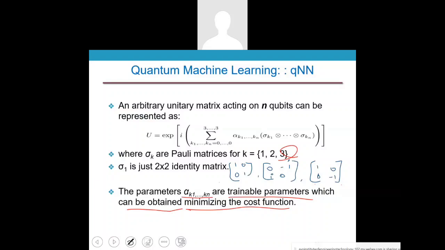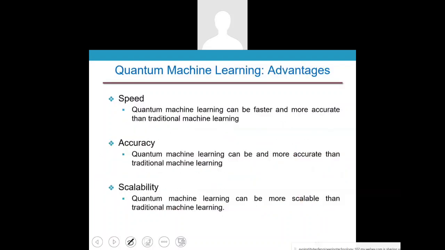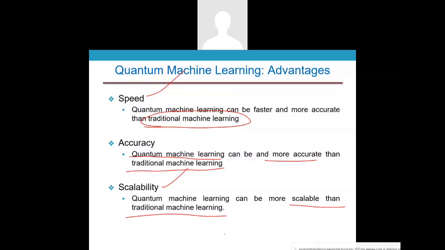This is one simple example of quantum machine learning algorithms. We discussed two types of algorithms, one unsupervised and one supervised. What are the advantages of these quantum learning algorithms? One is speed. Quantum machine learning can be faster than traditional machine learning algorithms. Also accuracy: quantum machine learning algorithms can be more accurate than traditional ones. That is what the researchers observed, and that's why we're planning to move to quantum machine learning. And scalability: quantum machine learning can be more scalable than traditional machine learning in terms of the data.